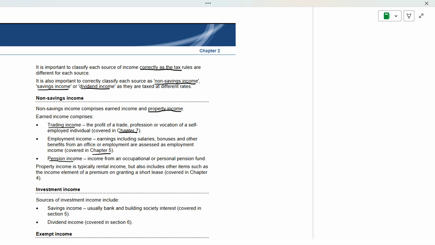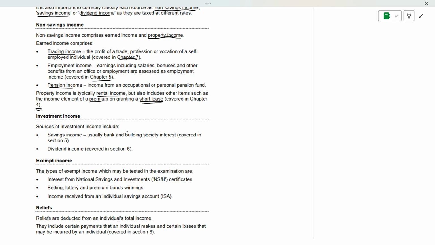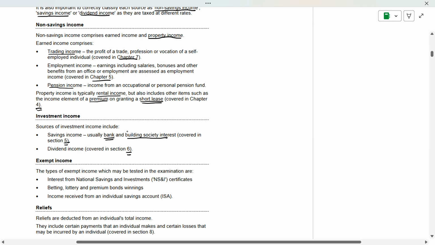Property income is typically rental income, but also includes the income from the element of a premium on granting a short lease. We'll cover that in chapter 4. Then investment income: the sources of investment income are bank deposits and building society interest. We'll cover that in chapter 5. Dividend income we will cover in chapter 6.